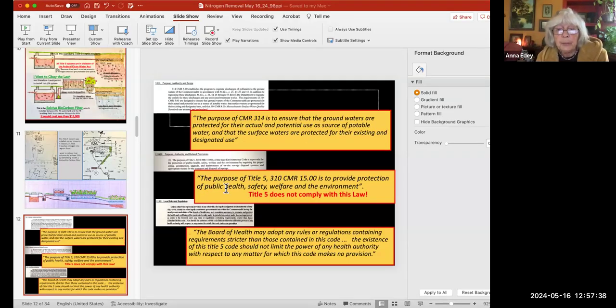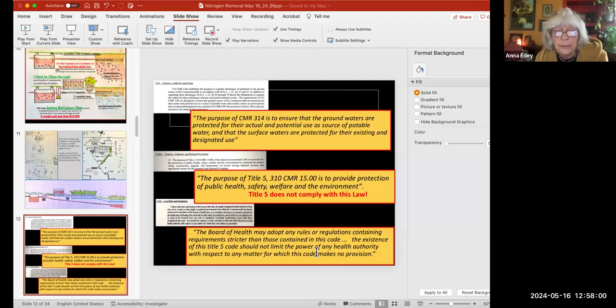And down here, the purpose of Title 5, 310 CMR 15, which are the Title 5 regulations, is to provide protection of public health, safety, welfare, and the environment. The Title 5 does not comply with this law. We know that, and everybody needs to understand that.